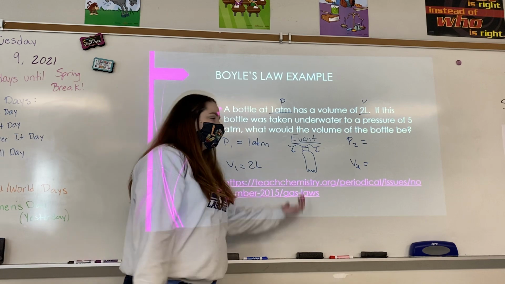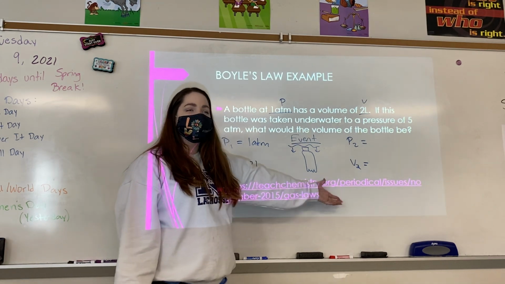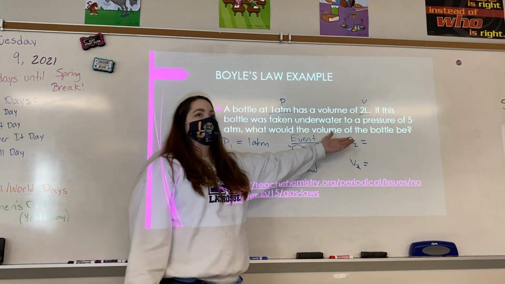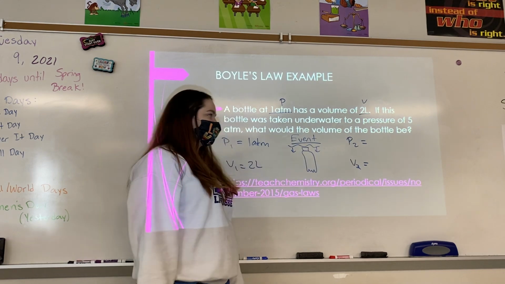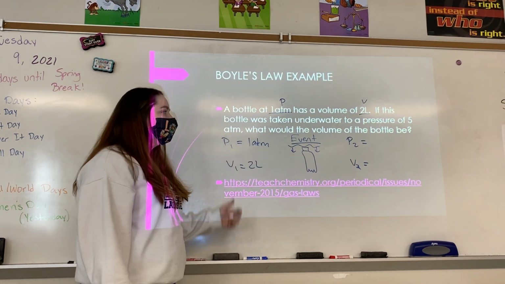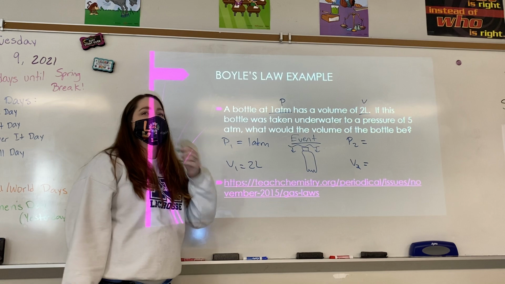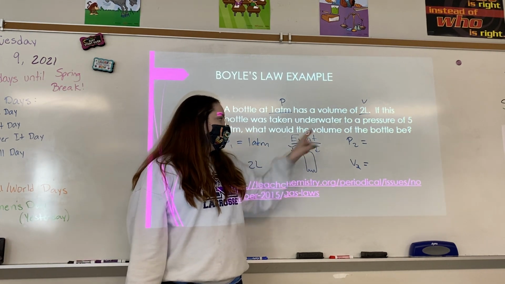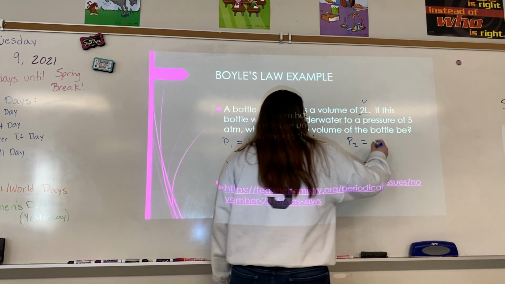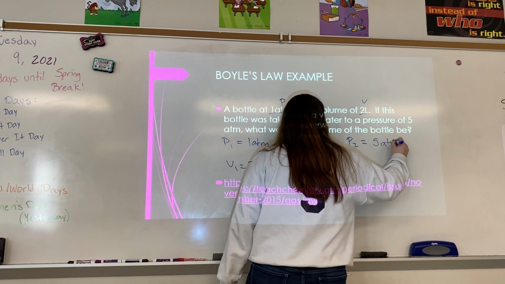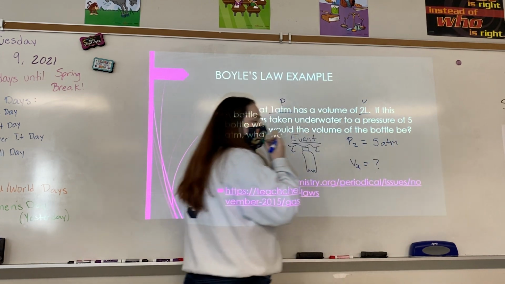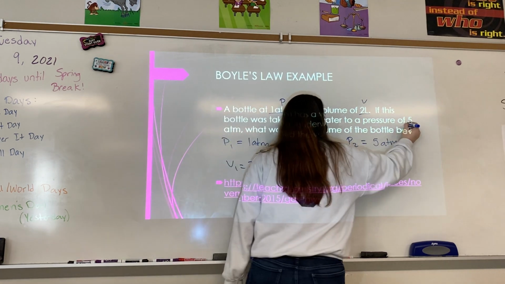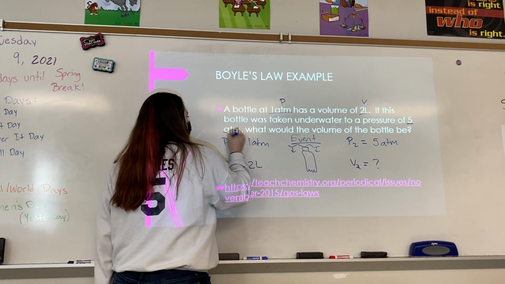My event happened, and now all the numbers after that event are for my P2 and V2 numbers. Well, they only give me one number, which is 5 ATM. Is 5 ATM a unit of pressure or a unit of volume? Pressure. So it would be my P2. So 5 ATM would go here. My V2 is the unknown. That is the one that I'm going to solve for.